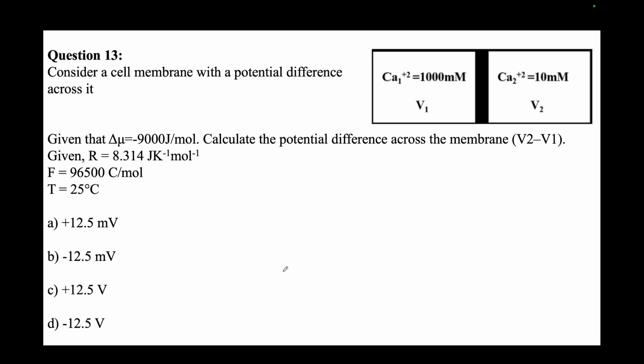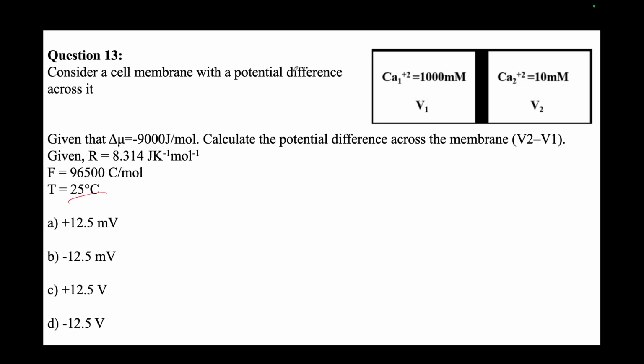So, the next question, question number 13. Consider a cell membrane with a potential difference across it. Given that delta mu is equal to minus 9000 joules per mole, calculate the potential difference across the membrane, V2 minus V1. R is given as 8.314 joule per Kelvin per mole. F is the Faraday's constant, that is 96,500 coulombs per mole, and temperature is given as 25 degrees Celsius.